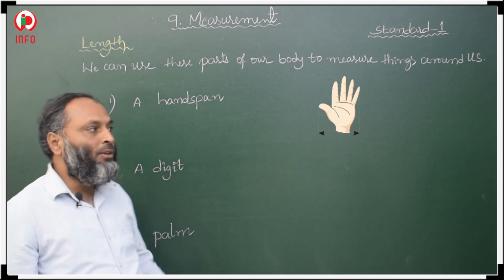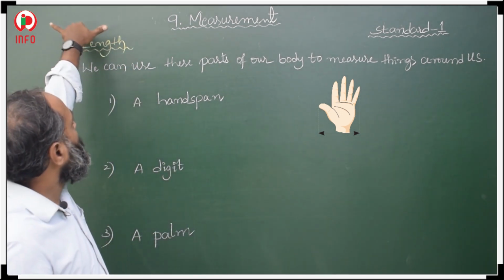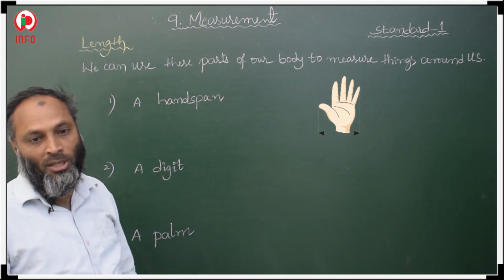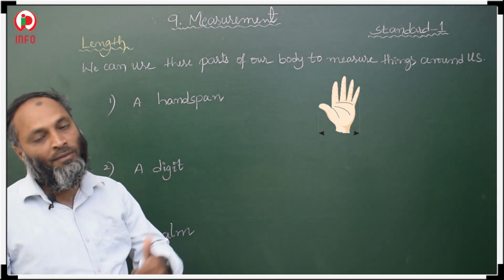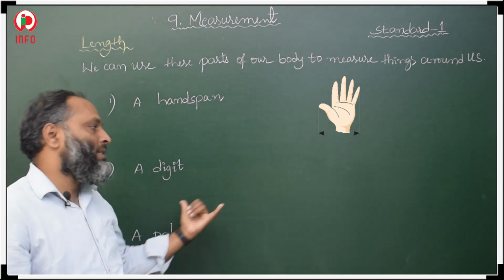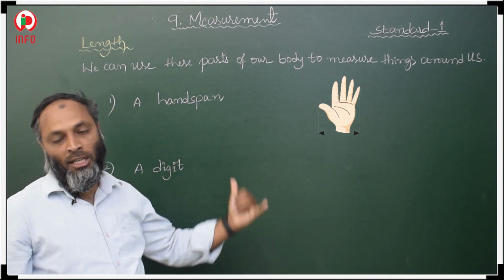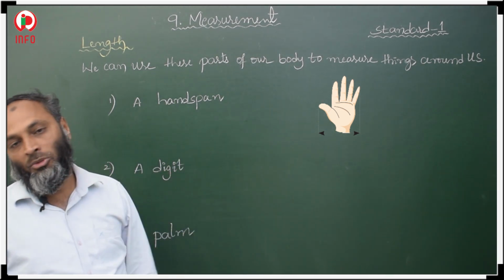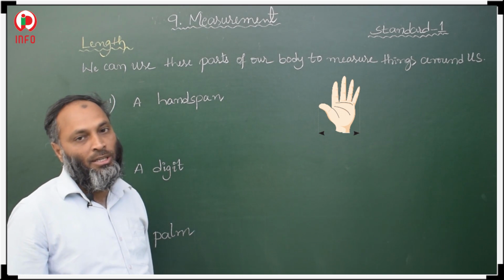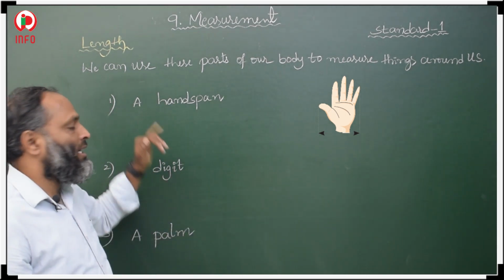Using hand span we can measure the length of a board, the length of the table, the length of the book. How many hand spans is the length of the table, the board and the textbook? So using hand span we can measure. This is hand span.